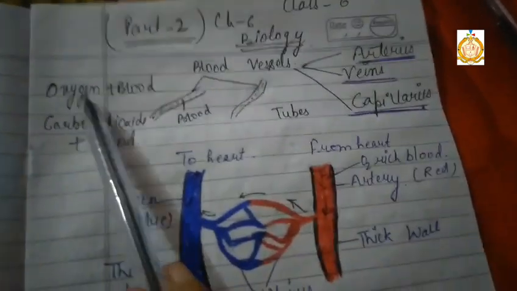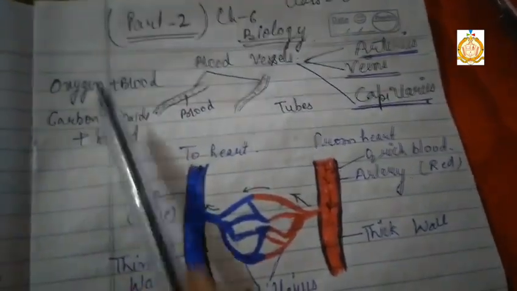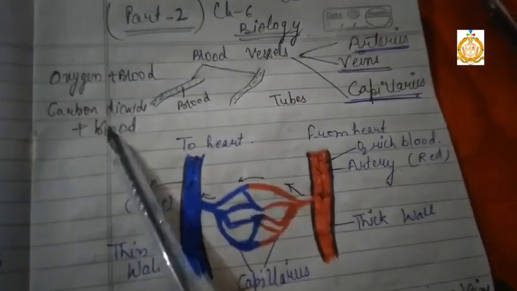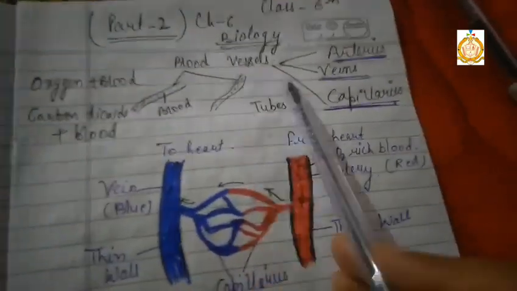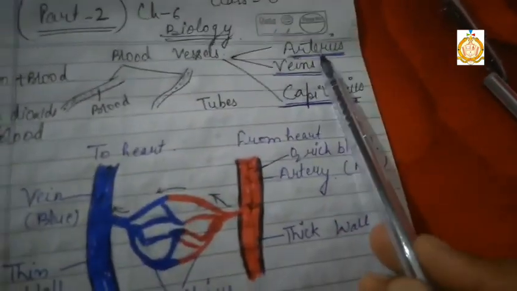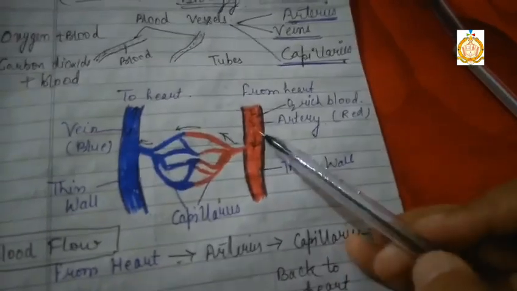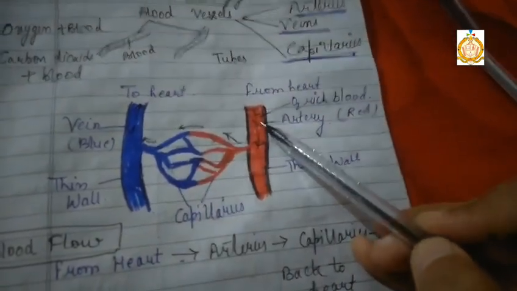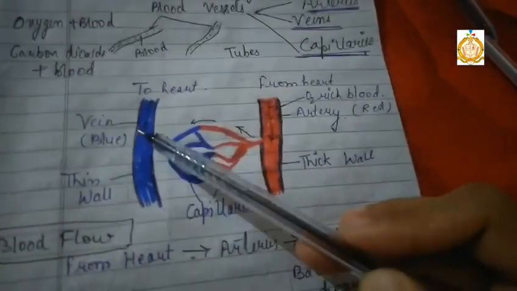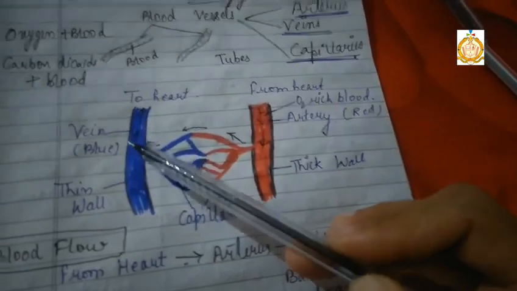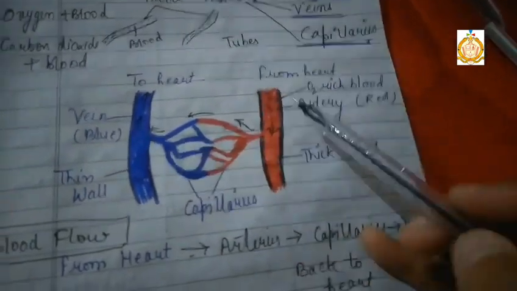Blood is of two types: oxygen rich blood and carbon dioxide rich blood. Then, there are three types of blood vessels. The first, arteries; second, veins; and third, capillaries. Now see, arteries take oxygen rich blood, and veins take carbon dioxide rich blood.